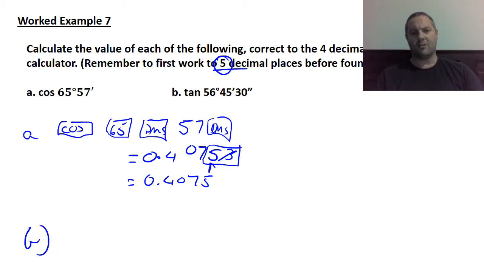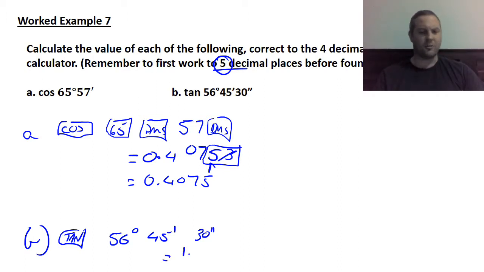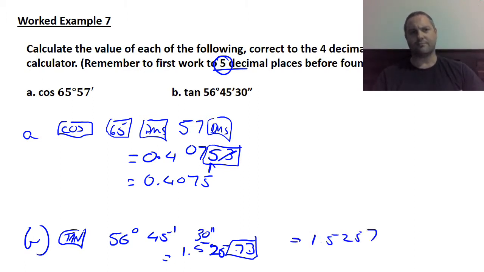For part B, now you're going to press the tan button. Then you put your numbers in, pressing those degrees, minutes, seconds buttons. So 56 degrees, 45 minutes, 30 seconds. Once you press that in and you press equals, you're going to end up with 1.52573. Look at our fourth and fifth number. 3 doesn't change the 7, so your answer is going to be 1.5257. That's all you need to do for those questions.